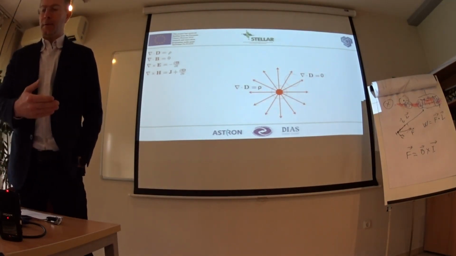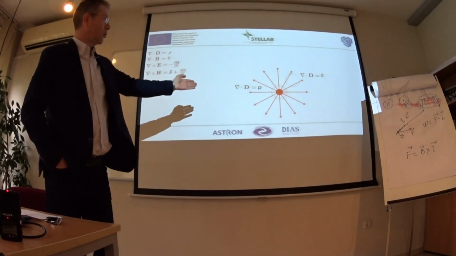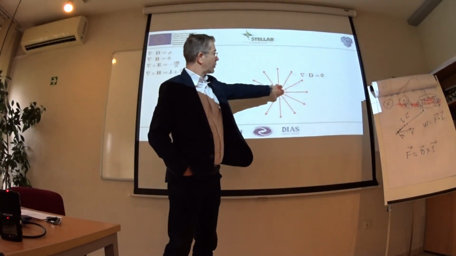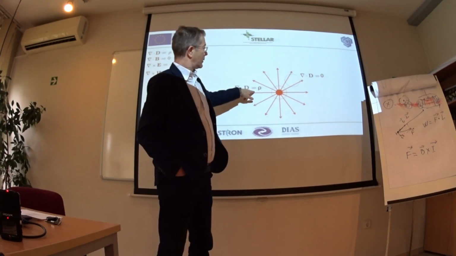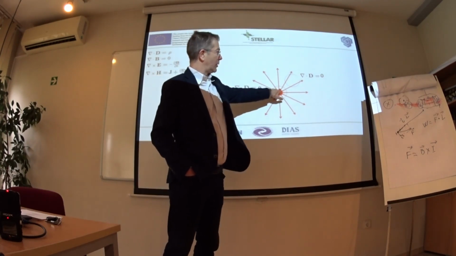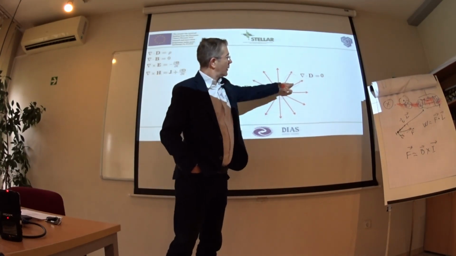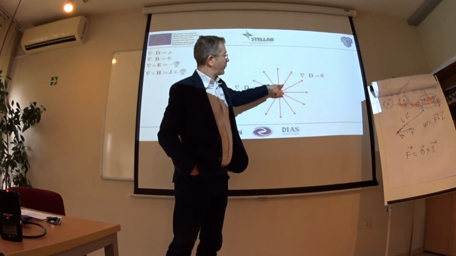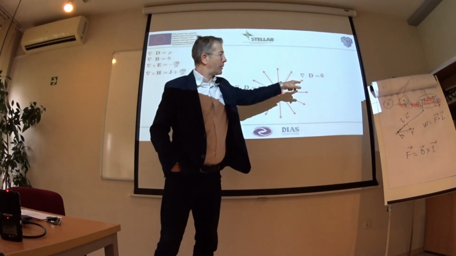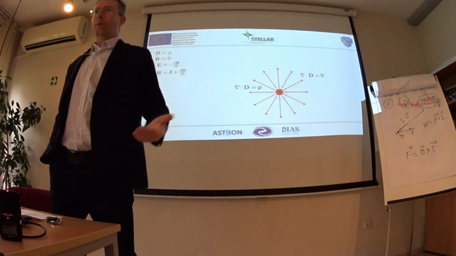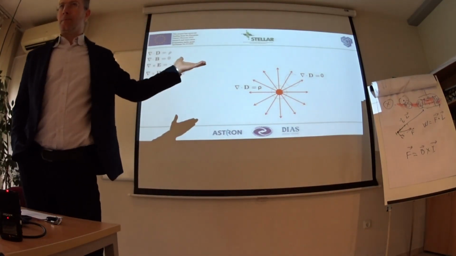And here is the example with the charges. We have charge enclosed in the space, divergence equals rho, the charge density. If we go out, the number of the force lines going in is the same as the number of force lines going out, so 0 divergence.